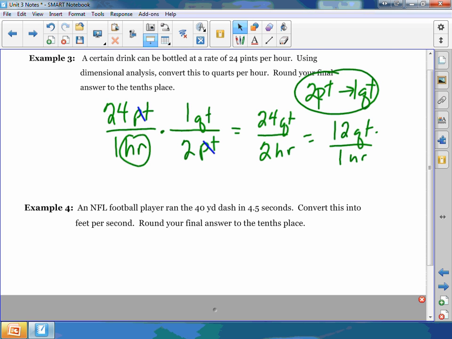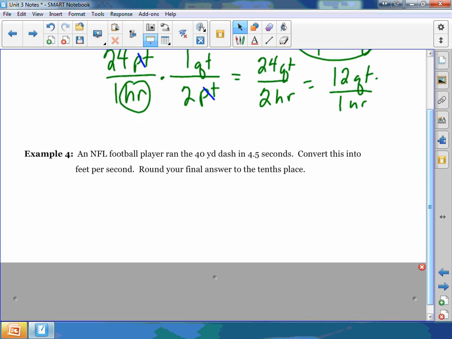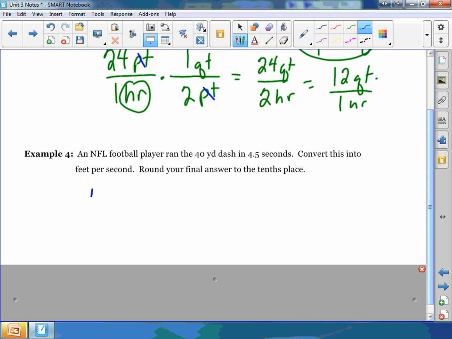So on this example with the football player, he's running 40 yards, and it takes him 4.5 seconds. All right, we want to keep the seconds the way it is. We're not converting the time, we're converting the distance. So we want to convert into feet per second. Tell me how you did it. Finn, how'd you do it?